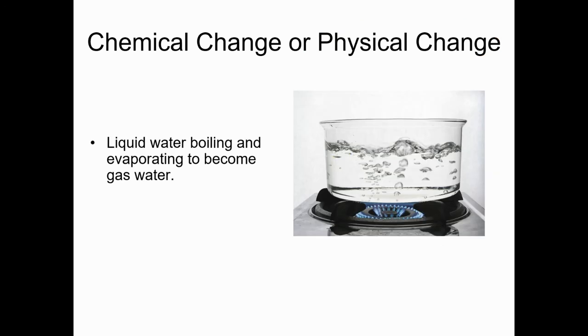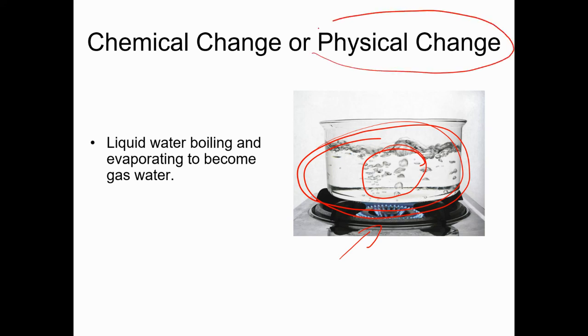Here we have liquid water. We're putting it on a hot element. We're adding heat to the water, and you can see some bubbling, and it starts to boil and evaporate. Remember, bubbling can sometimes be an example of chemical change, but it really needs to be because of a new substance being formed. Here we're just evaporating or boiling the water. So since we're just doing a phase change, this is really just a physical change.